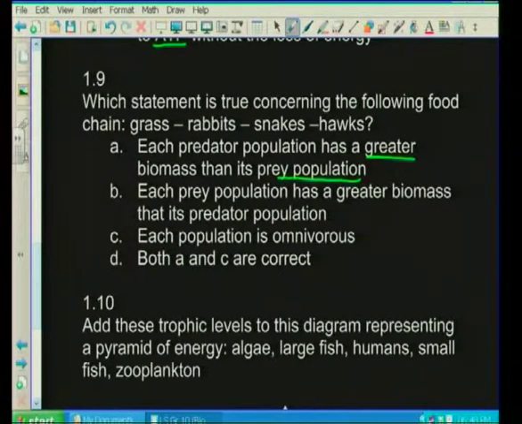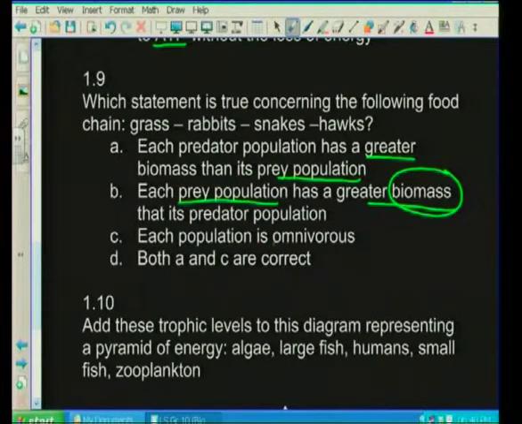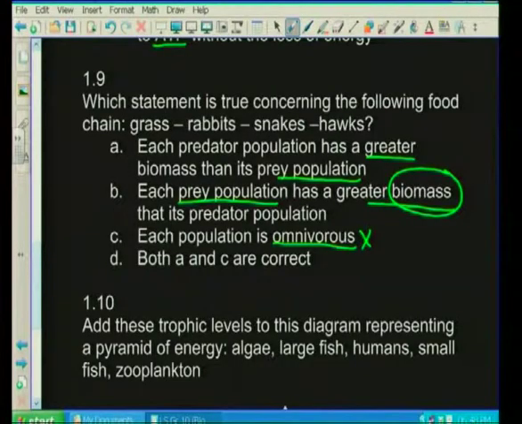Number B, it says, each prey population has a greater biomass. So remember, biomass is the living mass. They measure that by actually weighing the living mass, and that's how they determine the biomass in kilograms. Okay, each population is omnivorous. Now, what's an omnivore? An omnivore eats both plant and animal material. So I'm sitting between A and B, yeah?